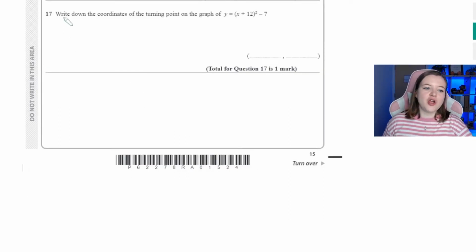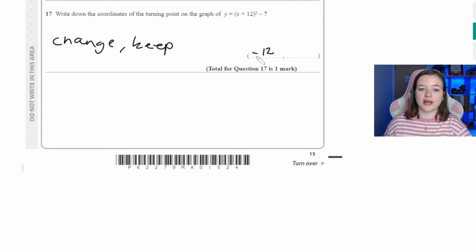Question 17. Write down the coordinates of the turning point of the graph y equals (x plus 12) squared minus 7. So for finding the turning point after you complete the square, you need to remember, change the sign, keep the sign. So you always change the first sign. So that's going to give you minus 12. It was plus, but you've changed it to minus 12. And you're going to keep the second sign the same. That sign is minus 7, but you're keeping it, so it's going to be minus 7. So minus 12, minus 7. That's all there is to it.